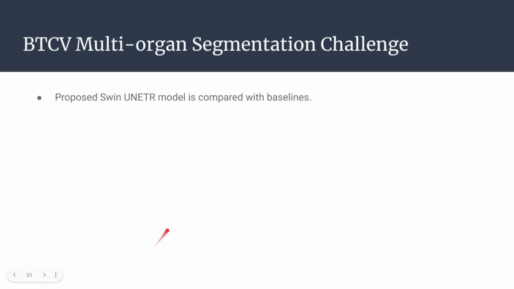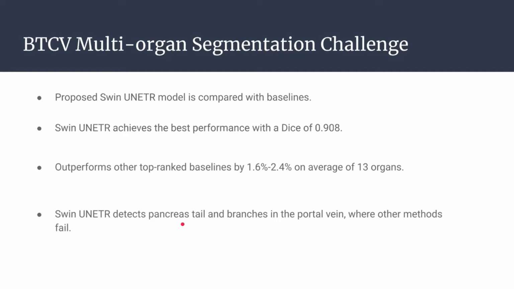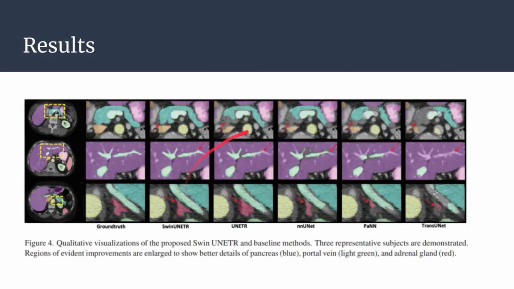The proposed Swin model is compared with baselines like other models. Swin UNETR achieves the best performance. They use dice as their metric. The performance with dice is 0.908, outperforming the top-ranked baselines by 1.6% to 2.4% on average across 13 organs. Swin UNETR detects the pancreas tail and branches in the portal vein where the other methods fail. Swin UNETR also shows distinct improvement in segmentation of adrenal glands. So this is a visualization of the proposed Swin UNETR and baseline methods. We have different baseline methods.